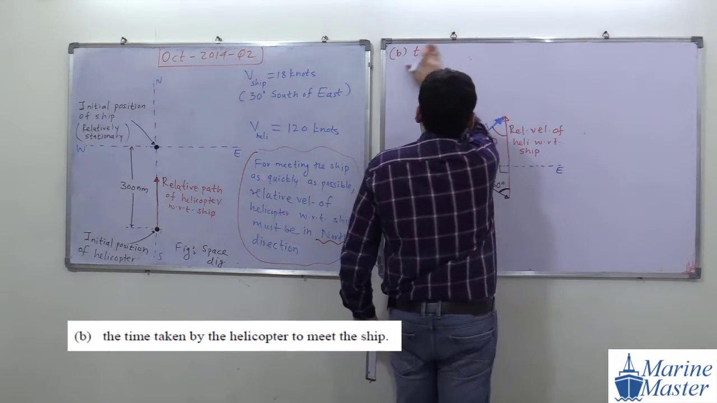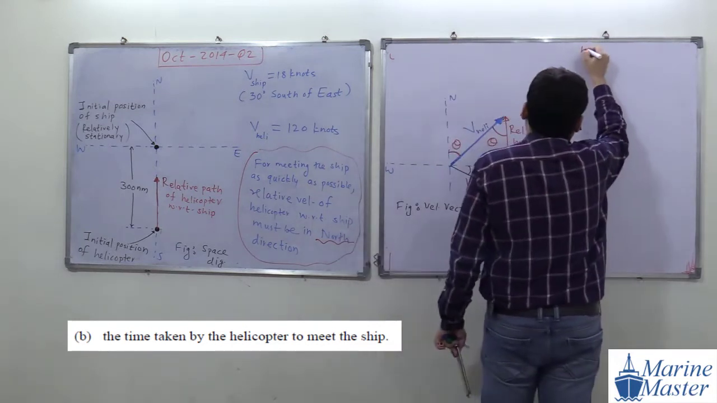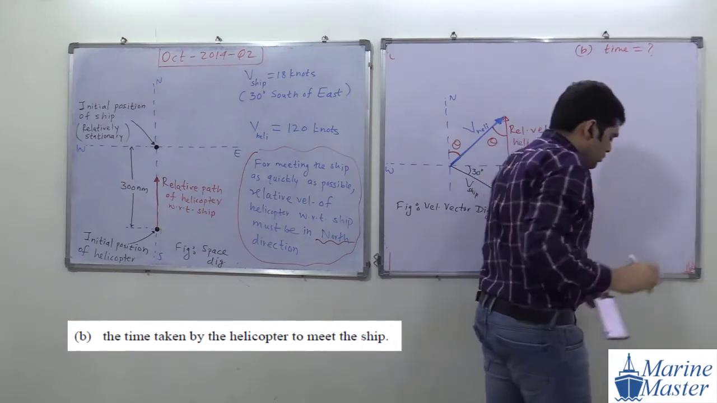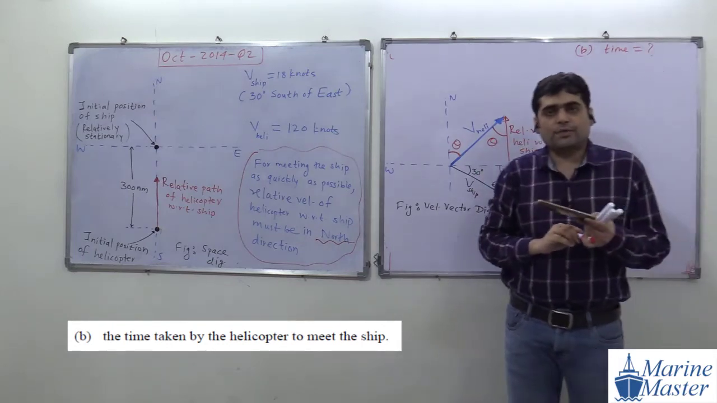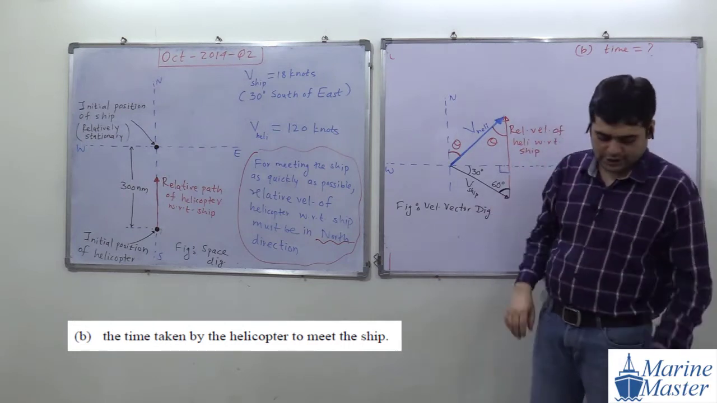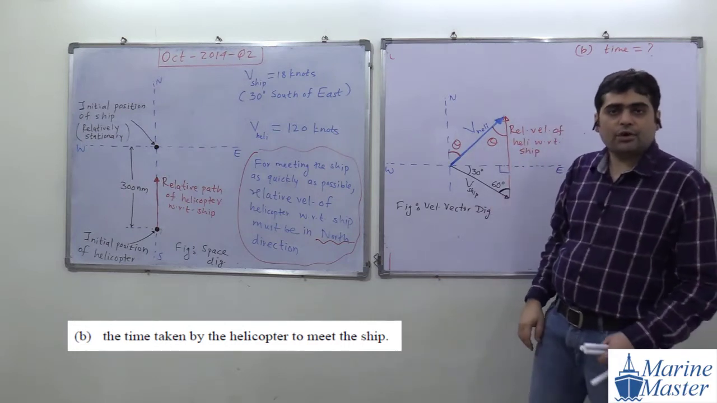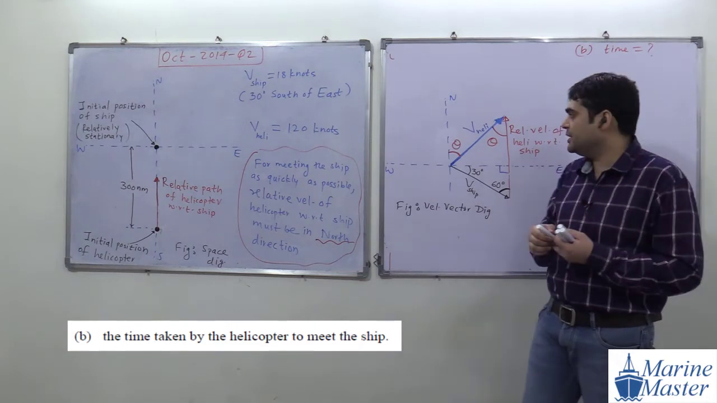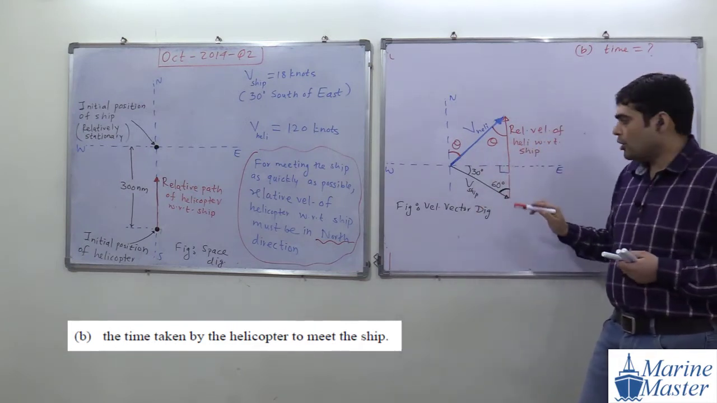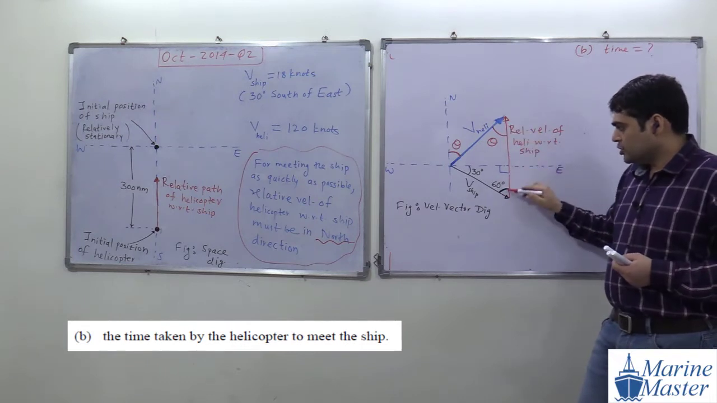Now, instead of here I will write down here. What we have to find out is time. How to get the time? For that purpose, first of all we are going to calculate the value of the relative velocity. For getting the time, we first calculate the value of the relative velocity. Now observe this drawing, everyone.